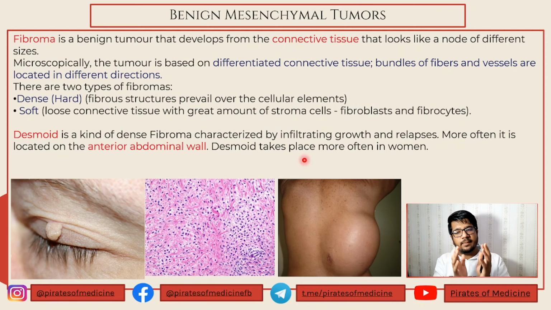So we have certain benign mesenchymal tumors. Now, first of all, we have the fibroma. So fibroma is the benign tumor that develops from connective tissue. So the benign tumor of connective tissue, fibroma.